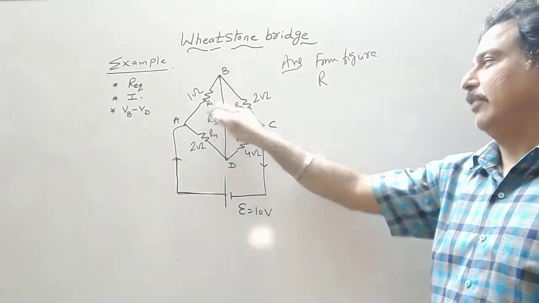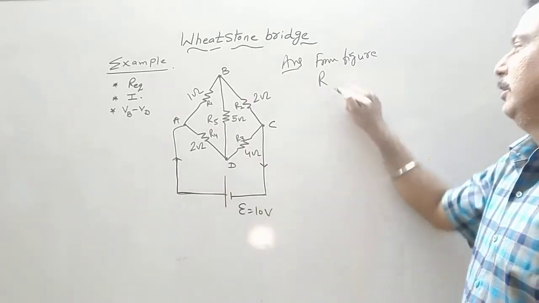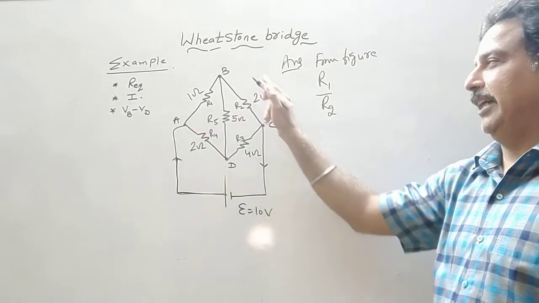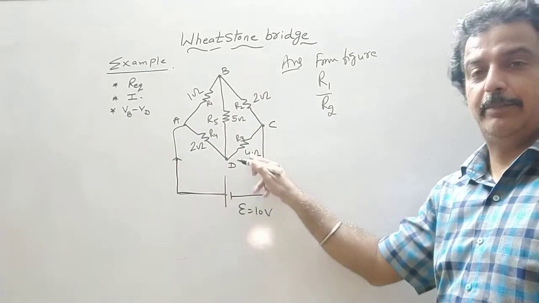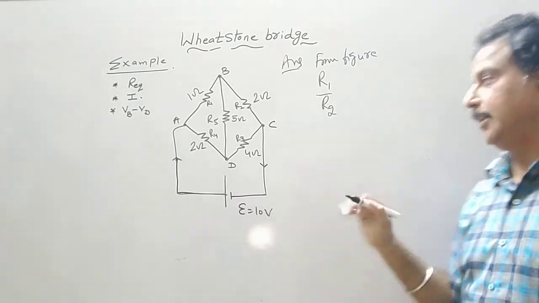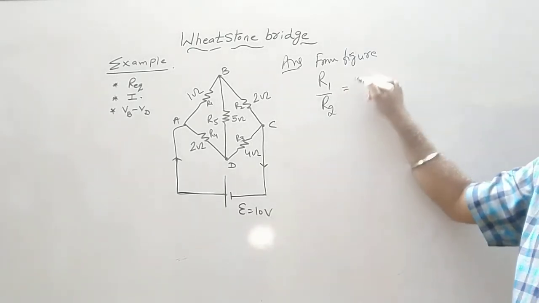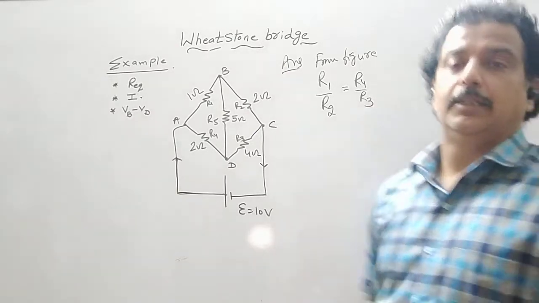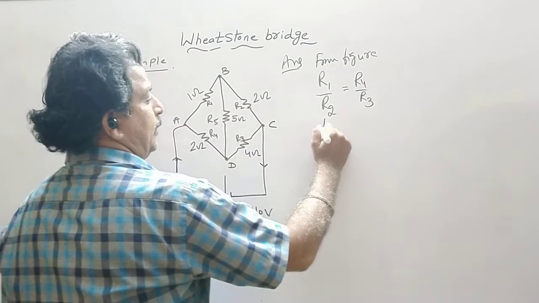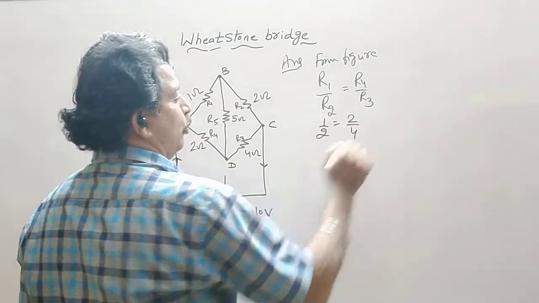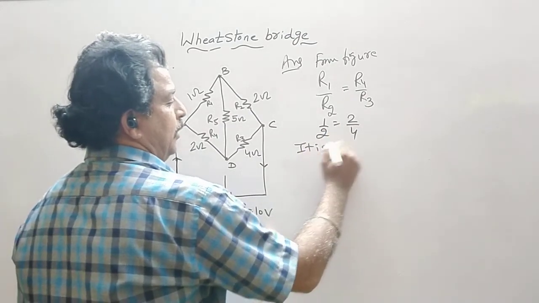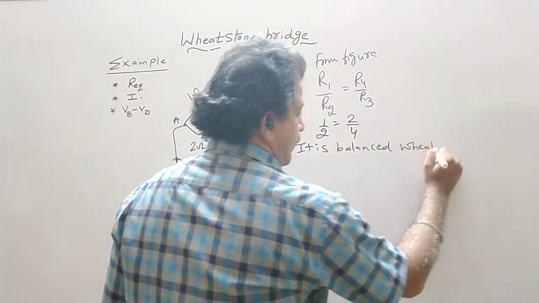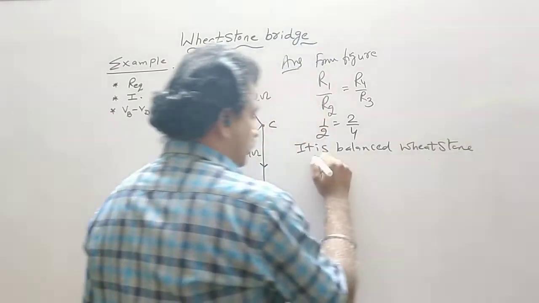this is named as R1, R2, R3, R4. So R1 upon R2, that is this divided by this, is equal to this divided by this. You have to check whether it is balanced or not. So R1 upon R2 is equal to R4 upon R3. Substituting the value, we see that this is half, equal to 2 by 4. So it is a balanced Wheatstone bridge.